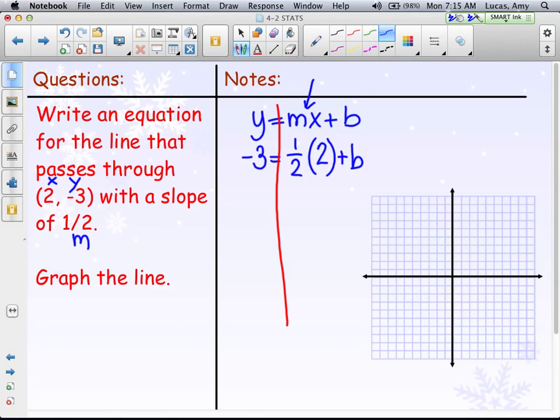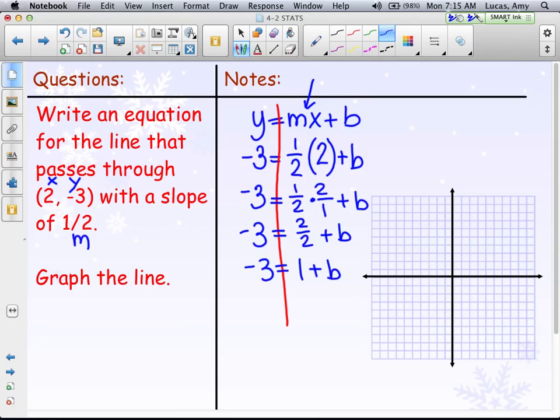Now I can simplify this. -3 equals 1/2 times 2 over 1, plus b. If I multiply those fractions together, I get 2 over 2, because you multiply across in fractions. 2 divided by 2 is 1. So now to get the b by itself, I subtract 1 on each side, and b equals -4. So my intercept is -4.